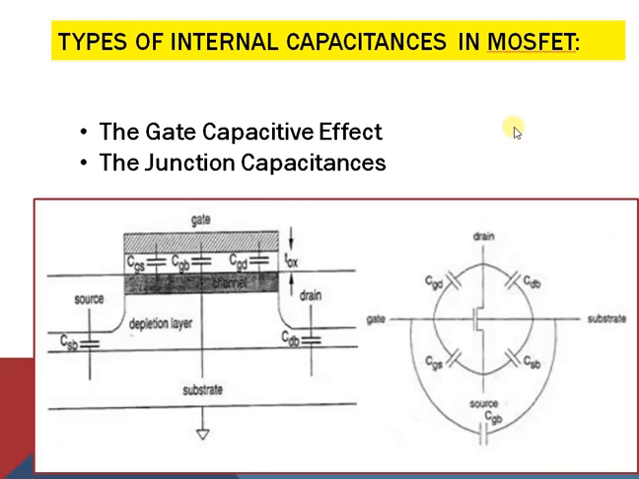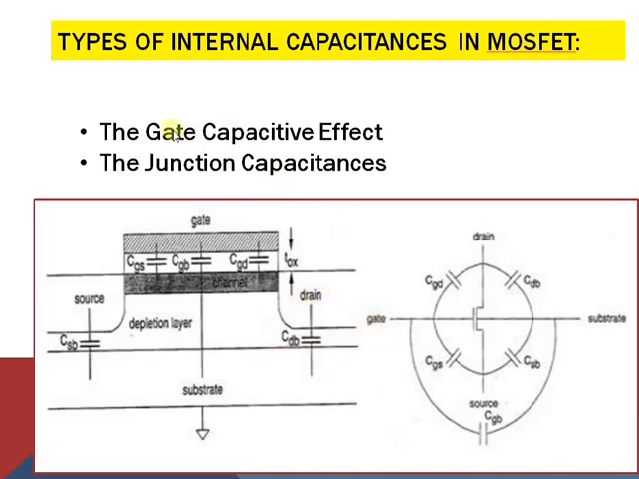The second one, that is the junction capacitances, is also called the source-body and drain-body depletion layer capacitances. That is, the junction capacitances are the capacitances of the reverse-biased PN junctions which are formed by the N plus source region and the P substrate, and this is called the source diffusion. And also we have the N plus drain region and the substrate. This is called the drain diffusion.